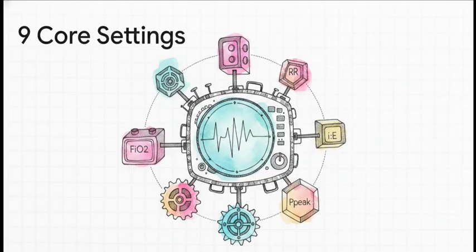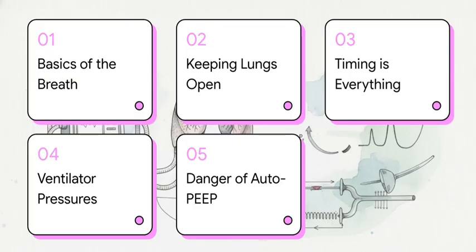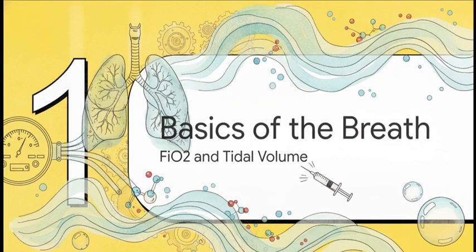But don't worry, we are going to break these down into super simple, manageable pieces using a basic analogy that will make these 9 settings incredibly easy to remember. To keep us from getting bogged down, we've grouped these into 5 functional buckets. 1. The basics of the breath. 2. Keeping lungs open. 3. Timing is everything. 4. Understanding ventilator pressures. And 5. The danger of auto-PEEP. We'll use a really simple balloon analogy to guide us through every single step. Let's dive in. All right, Section 1, the basics of the breath, specifically FiO2 and tidal volume.